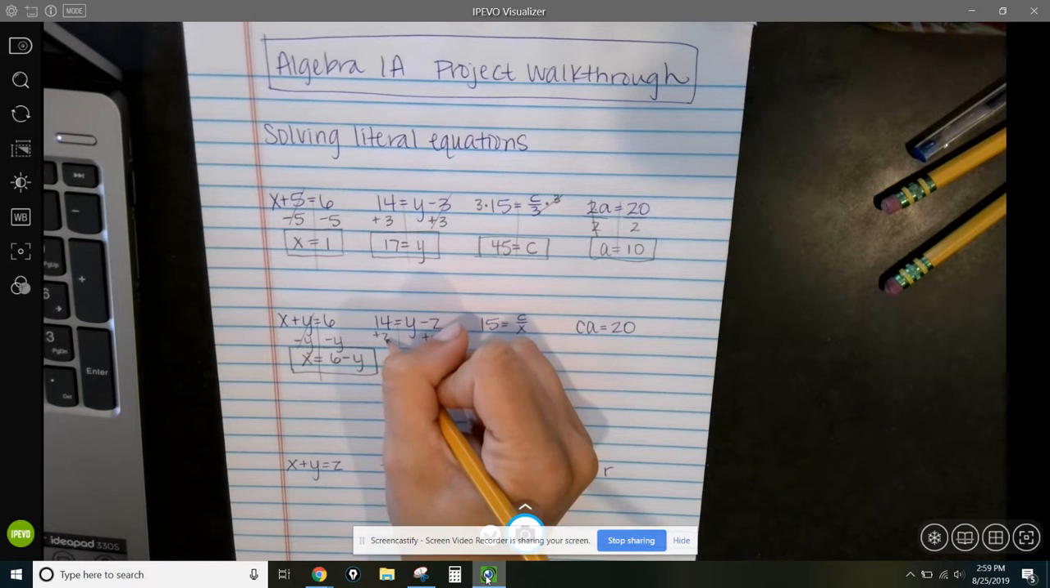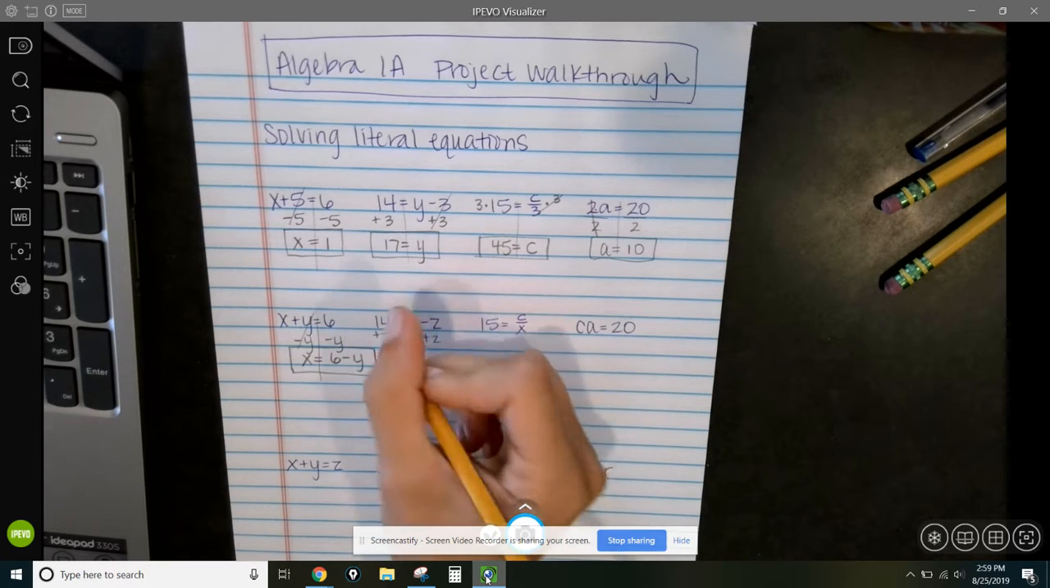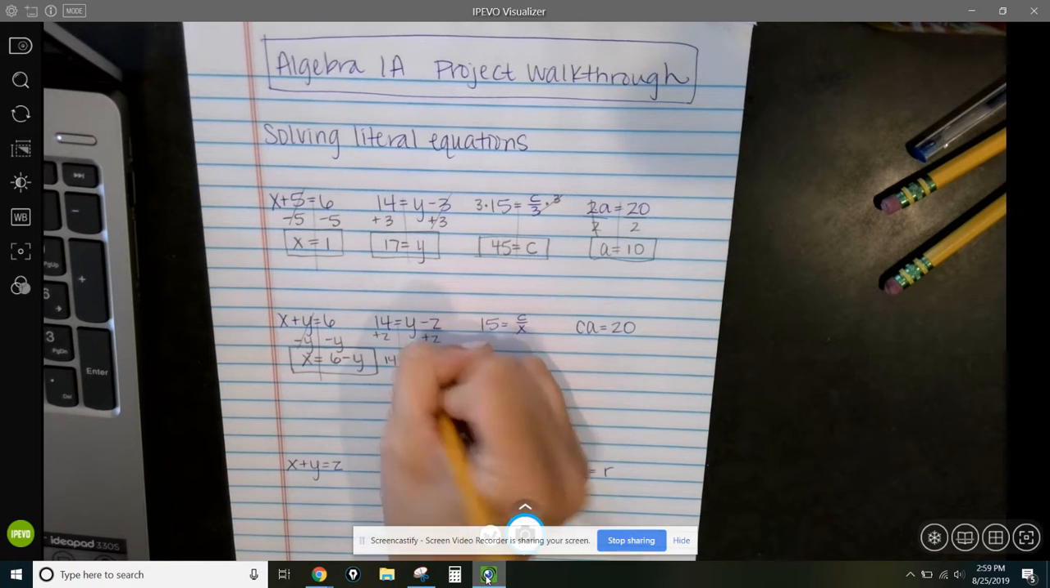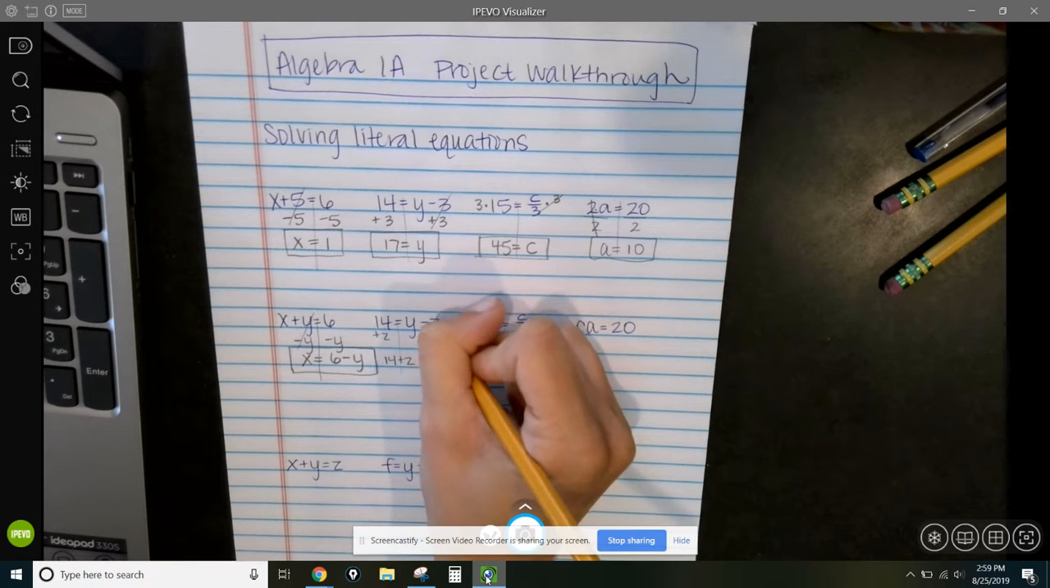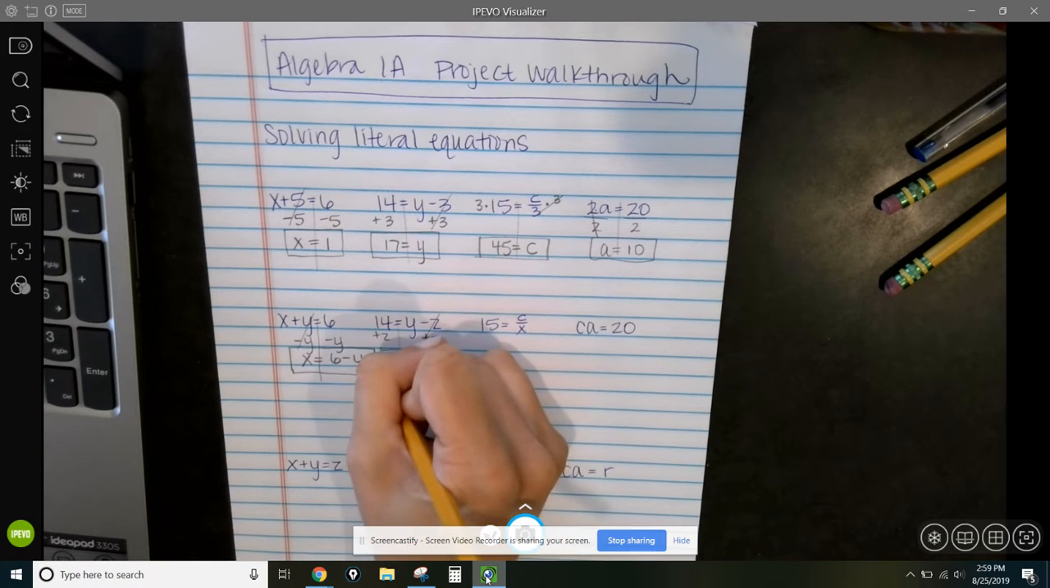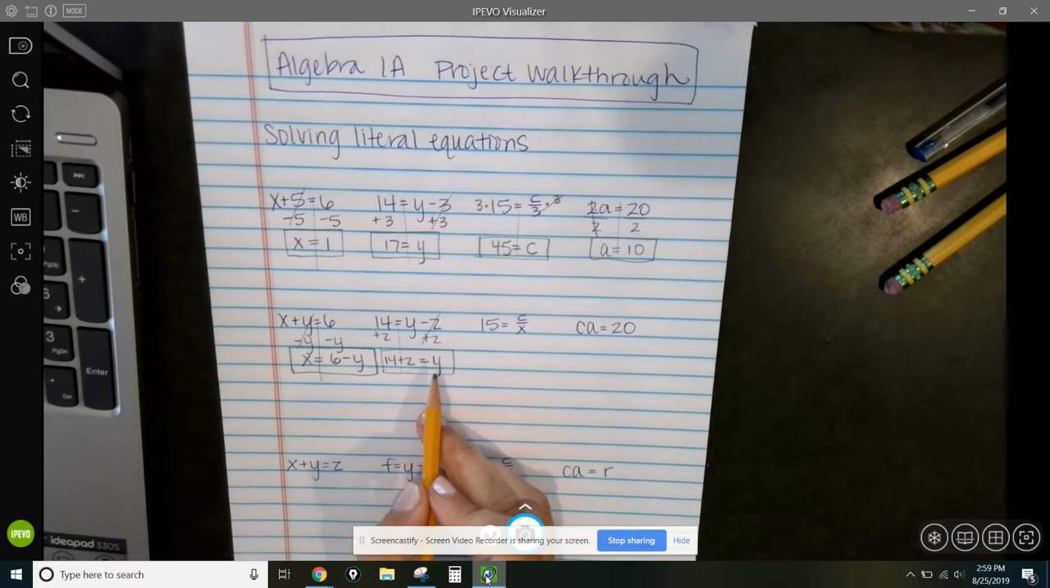So on the left, 14 plus z. I have no idea what 14 plus z is, so I'm just going to write 14 plus z. And on the right, I cancel out that minus z plus z cancels out, and I just have y. That's my answer. I isolated y. Y is 14 plus z.